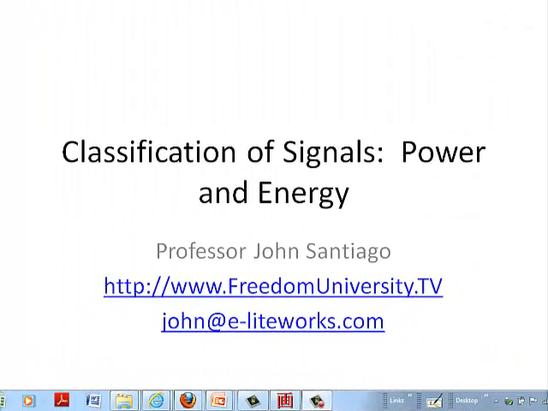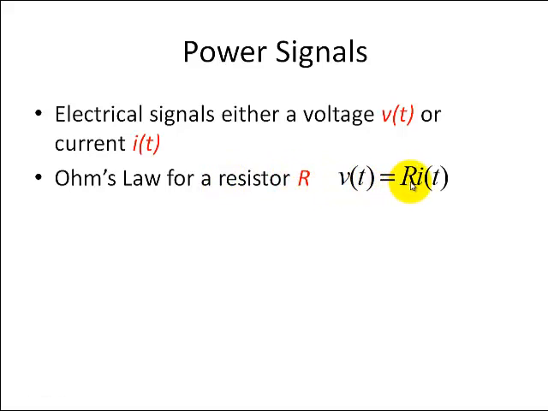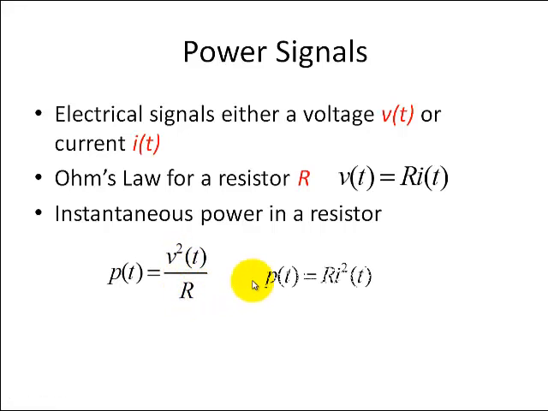Hello, Dr. J here. Today we're going to talk about the classification of signals in terms of power and energy. So let's say we have electrical signals, which is either a voltage v(t) or a current i(t). And we know that for Ohm's law, we have a resistor R and V equals Ri. The instantaneous power in a resistor is given by V squared over R, or i squared R.